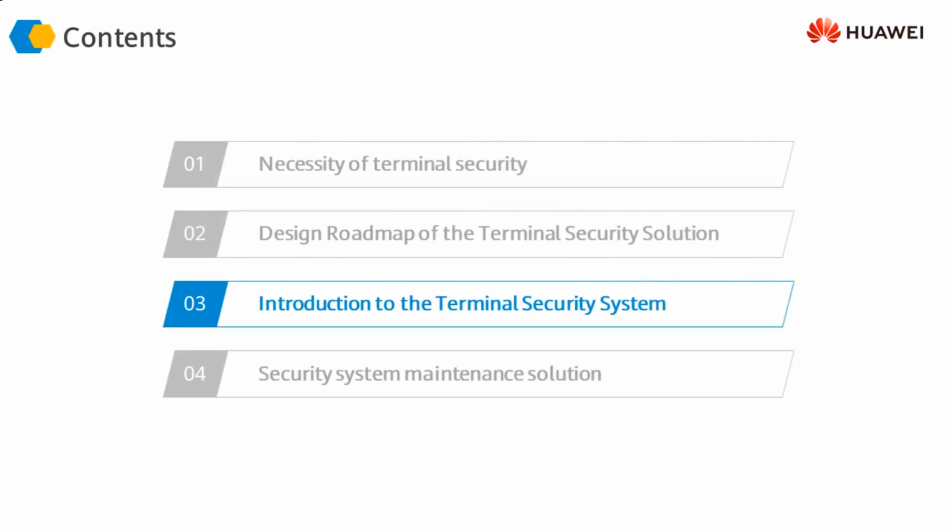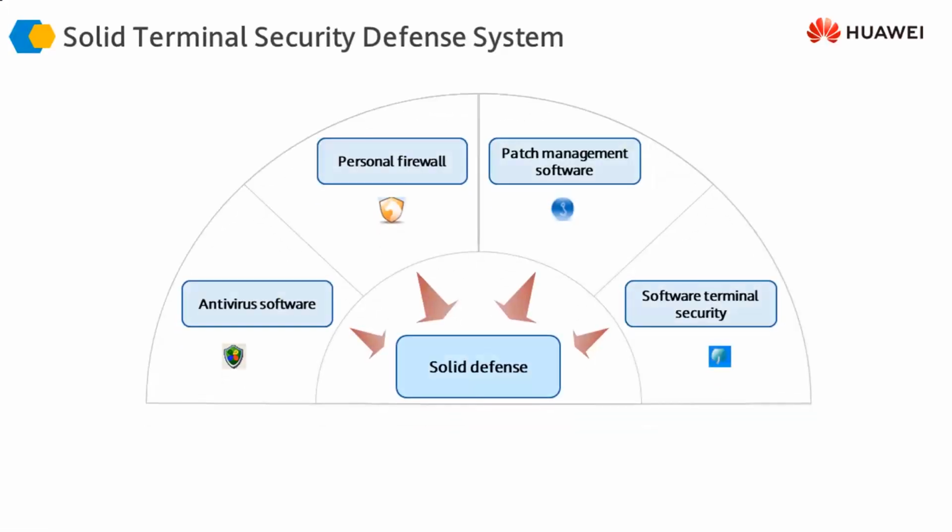Now let's take a look at Huawei's terminal security system, or Huawei's solution for implementing terminal security. Any terminal security system should provide defense mechanisms in order to have a solid defense implementation: antivirus implementation, firewalling capabilities, patch management or operating system update management, and other software for implementing terminal security. Unless these features are met, we cannot have a solid defense.